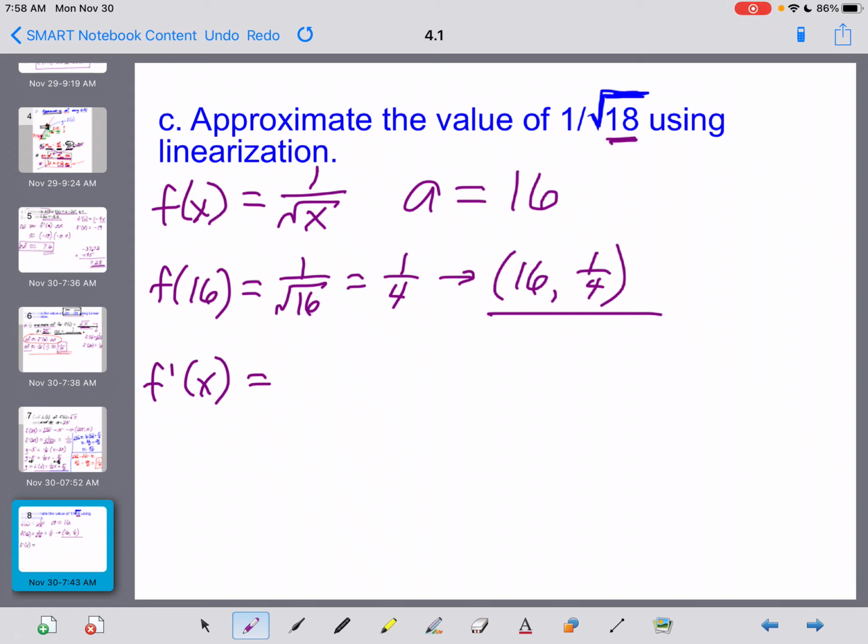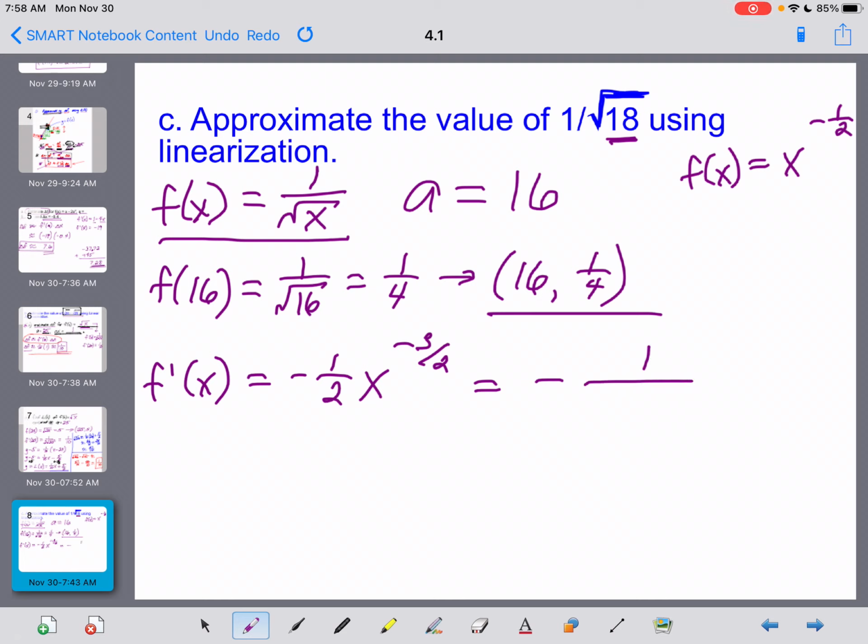So, to take the derivative of this function, we should probably think about rewriting it real quick. That f of x, it's a square root on the bottom, guys, so that's going to be x to the negative 1/2 power. The derivative of that then would be a negative 1/2 out in front times the same base x now to the negative 3/2 power. Okay, and I'm trying to think if we should simplify that at all. Yeah, let's go ahead and do that. The negative 1/2 is going to put a negative out in front, a 1 on the top, and a 2 on the bottom.